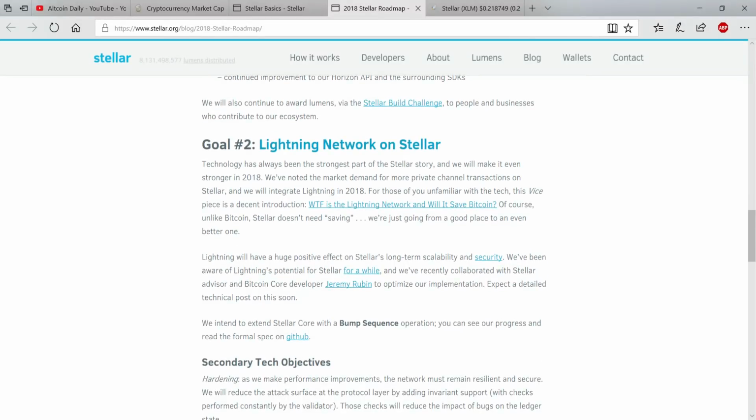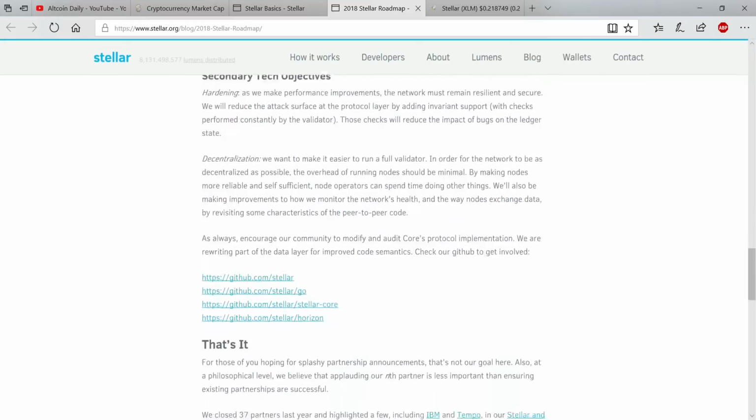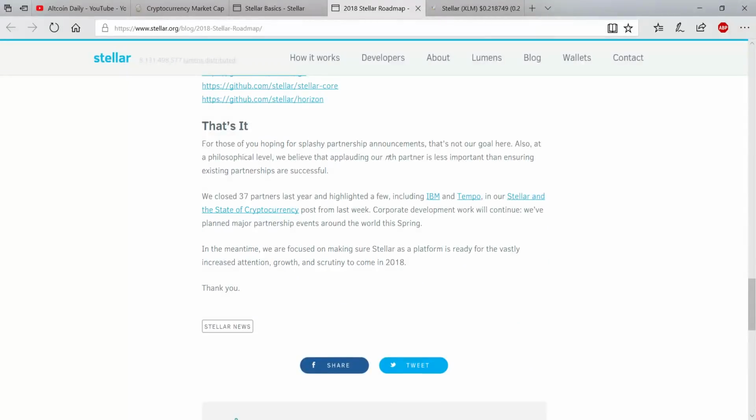And the number two thing they're working on is staying current with the technology, Lightning Network on Stellar. And you can read all about that. But what do you say? That's it? That's all they're doing? That's it. For those of you hoping for splashy partnership announcements, that's not our goal here.